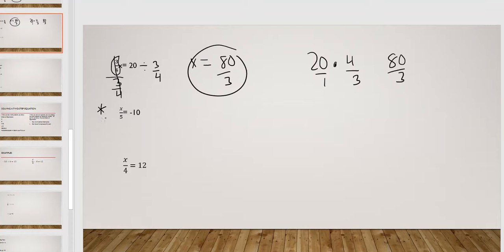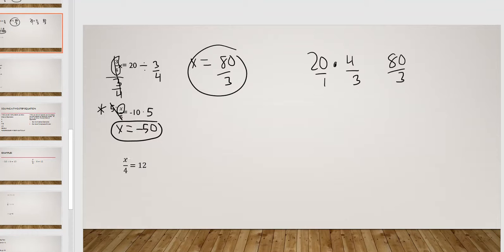Okay, for this one, we haven't seen one like this before. This is x divided by 5. Okay, this is x divided by 5 equals negative 10. So if we want this to just be an x, we have to get rid of the divided by 5 by multiplying by 5. The divided by 5 multiplied by 5 is what cancels to leave us with a 1x. And if we multiply the left side by 5, we have to multiply the right side by 5. So x equals negative 50.